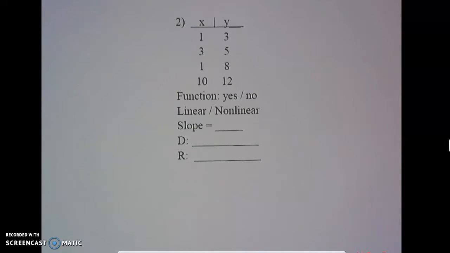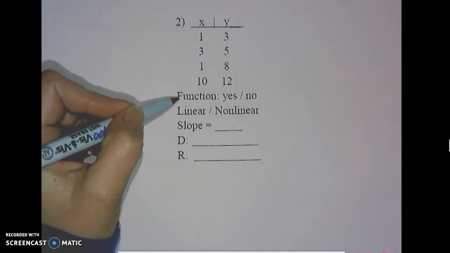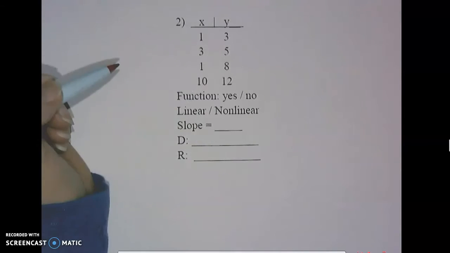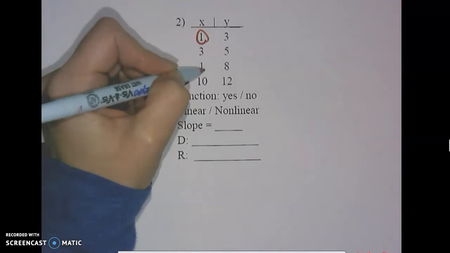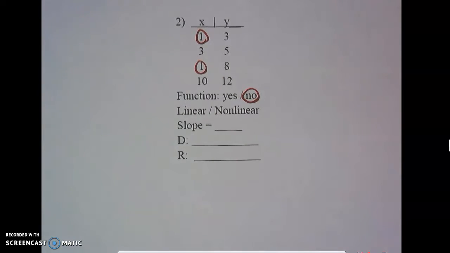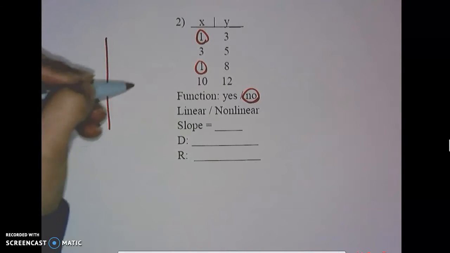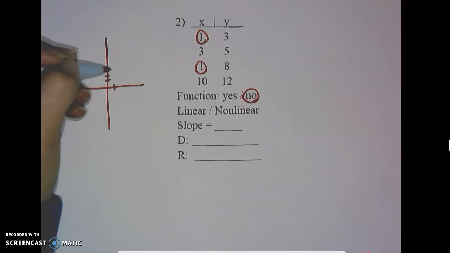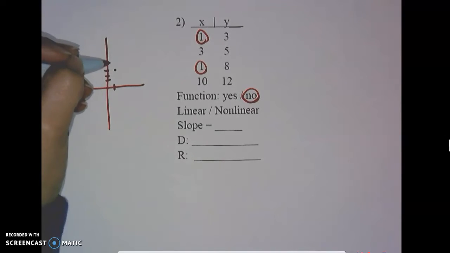So we have, again, another table that we're dealing with, and we are going to find all of these things, okay? So is this a function? 1, 3, 1, 10. Did we repeat ourselves? Yeah, this 1 repeated itself, so this is not a function. And if we were to graph this, you can kind of sketch. So we would have 1, 3, and 1, 8.